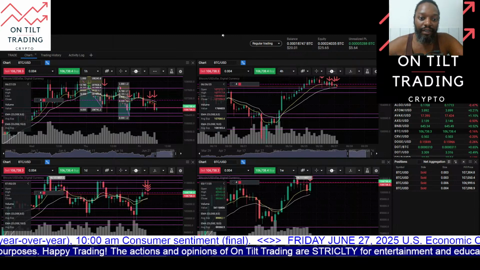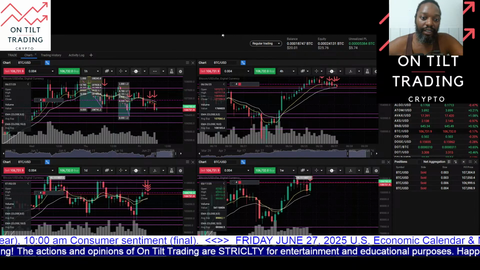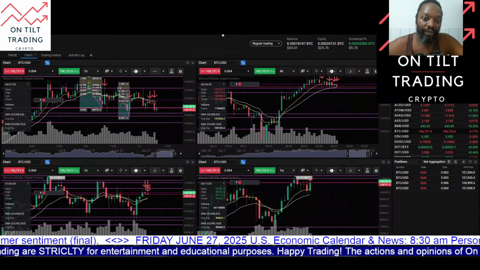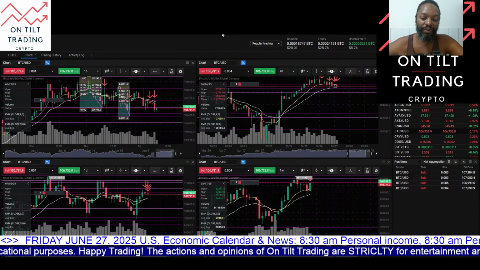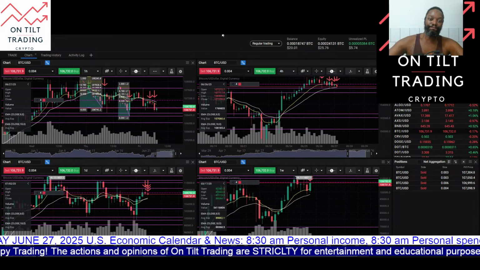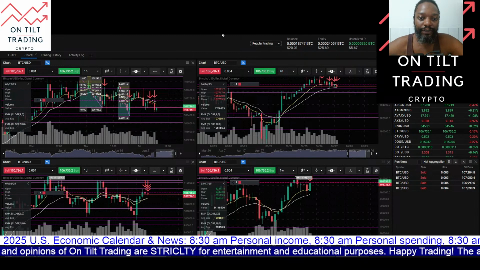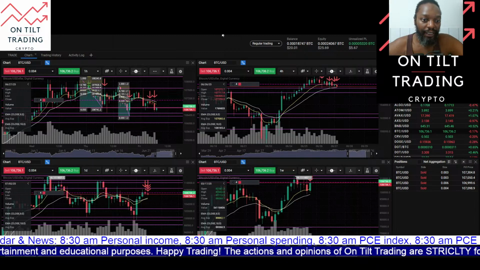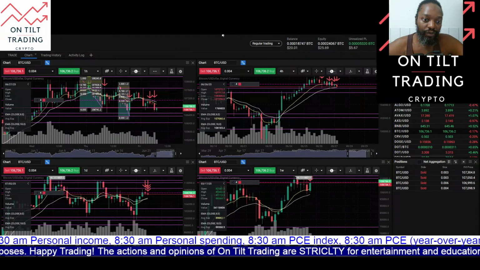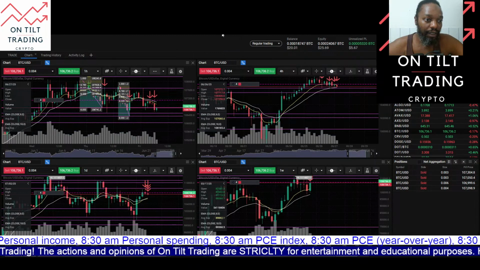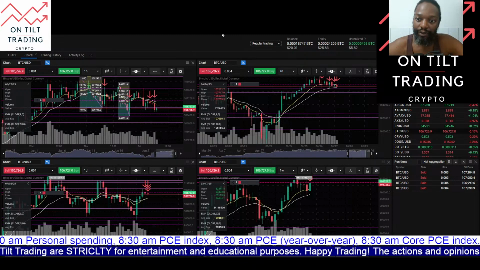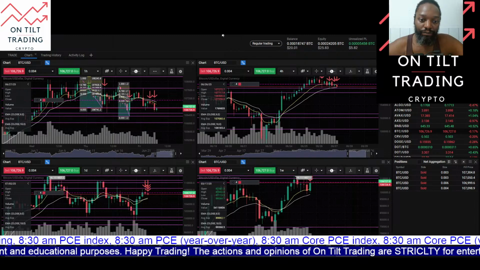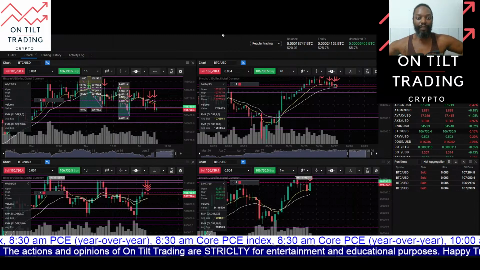Price still consolidating in Bitcoin here, now trading at 106,731.9. So still around the 106,750 level, 106,720, trading in between those levels. And again, trading at a swing point on the 4 hour currently. Price consolidating.